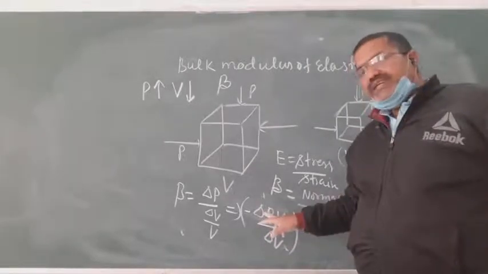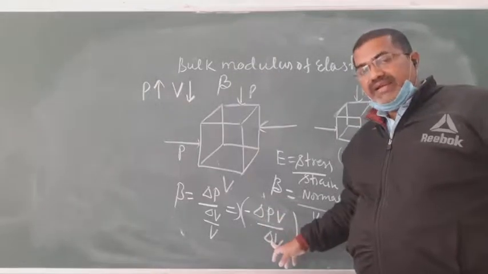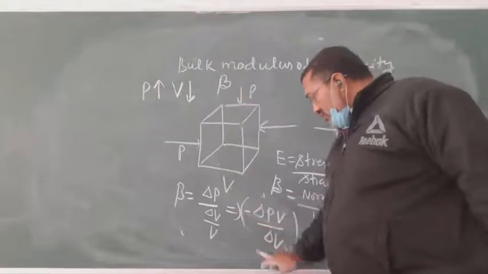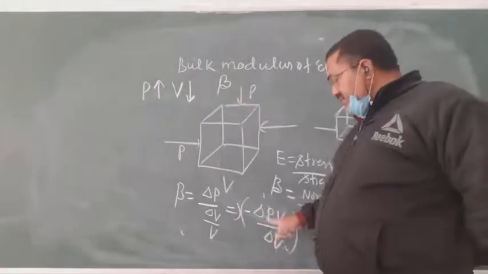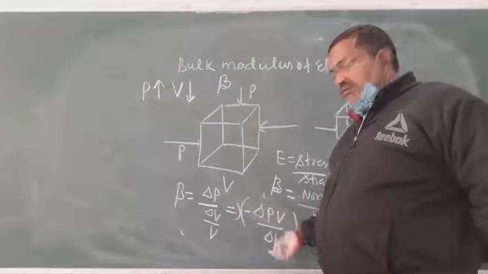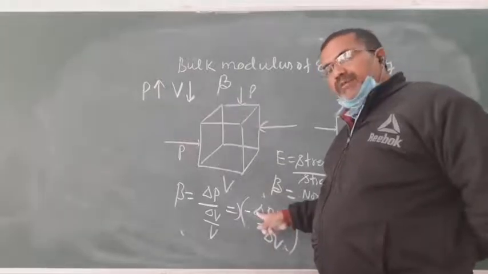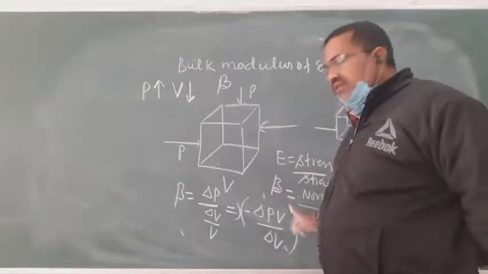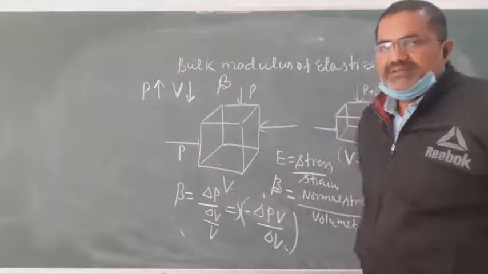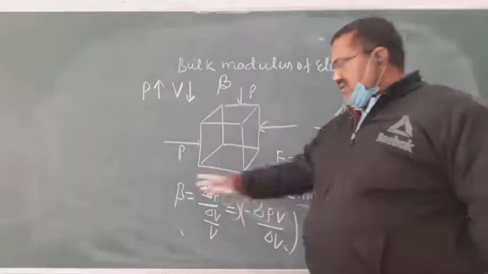So if pressure increases, then delta P is positive, then delta V will be negative because volume decreases. So negative into positive, the whole thing is positive. If pressure decreases, it means delta P is negative and delta V is positive. So again the whole thing is positive, because beta, the coefficient of elasticity, is always positive. So the minus sign compensates beta.